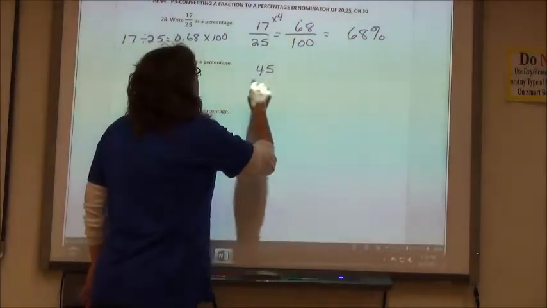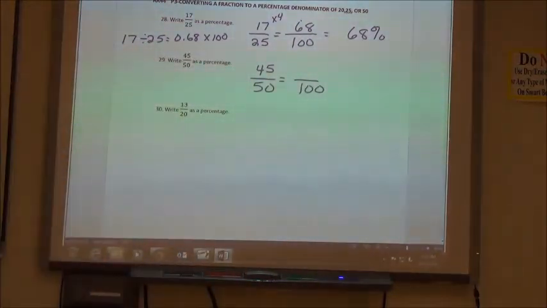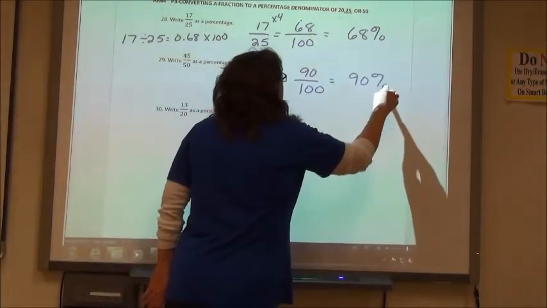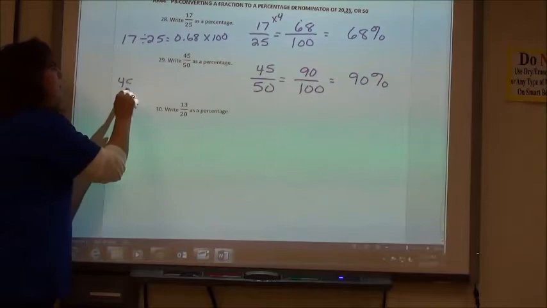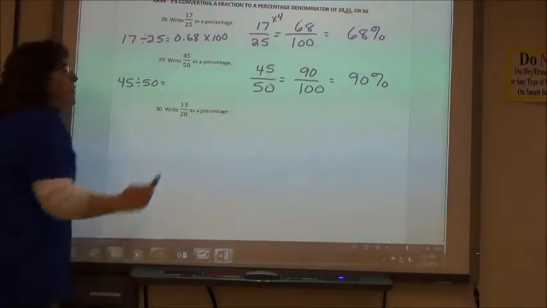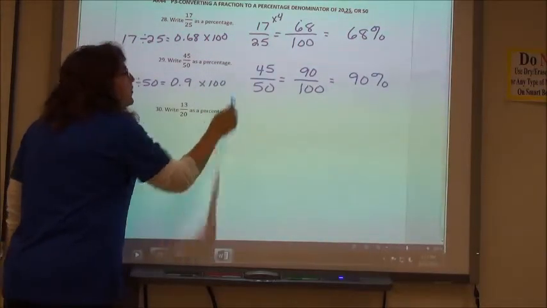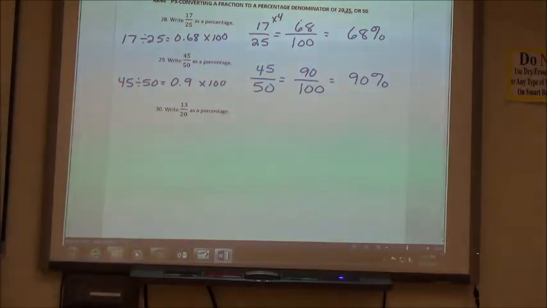If I have 45 over 50, if I'm going to change that to a percent, 50 divides into 100 2 times, and 2 times 45 is 90. So it's 90%. Now on your calculator, if you take 45 divided by 50, you get 0.9, and then we'd have to multiply it by 100, which moves my decimal 2 places, 0.9, 90%.